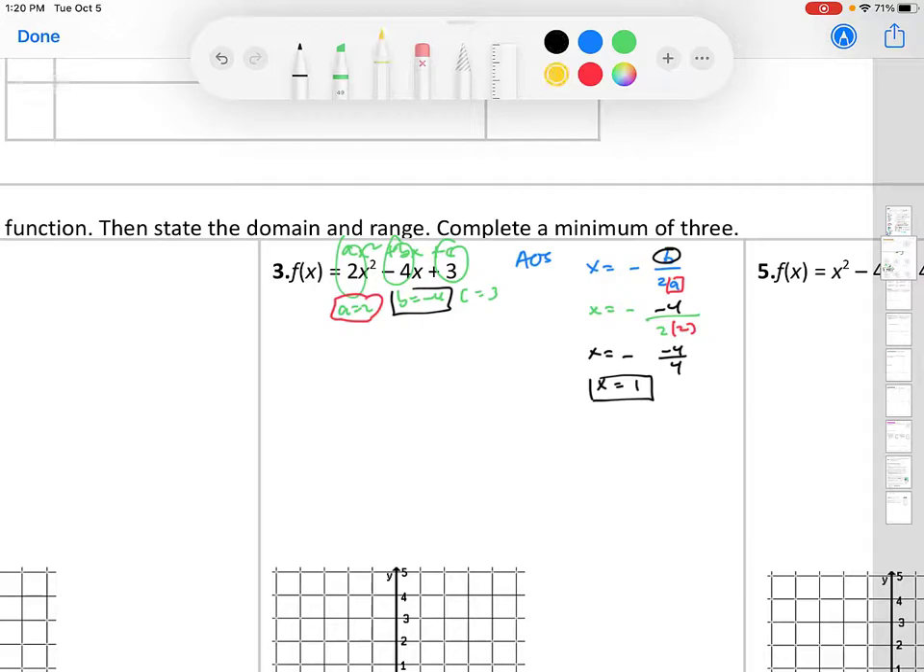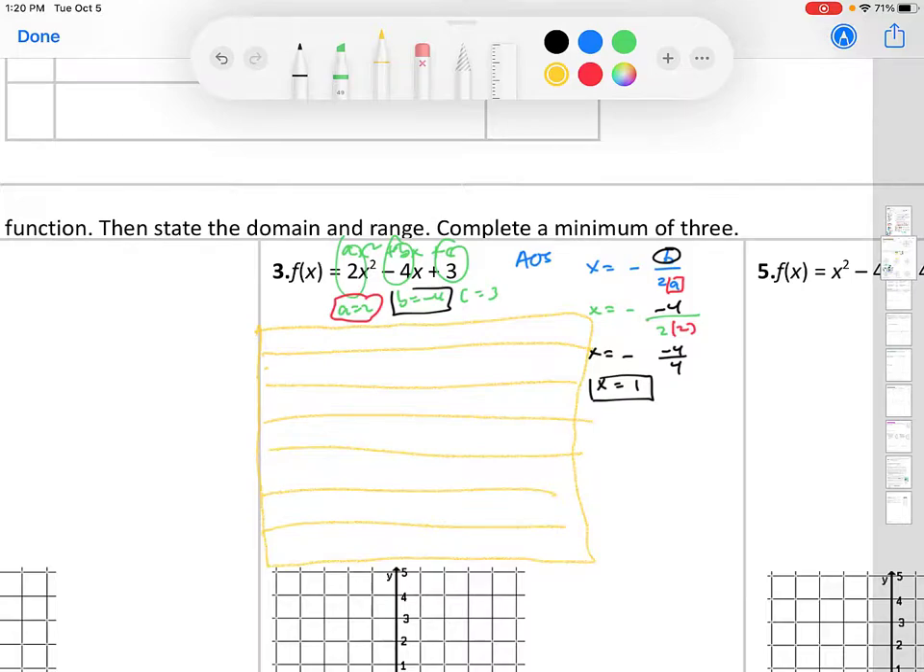Okay, super important for us because we make our table of values. Do I have too many there? I think I have too many. Let's see, 1, 2, 3, 4, 5. Too many. Just erase that one. Boom.